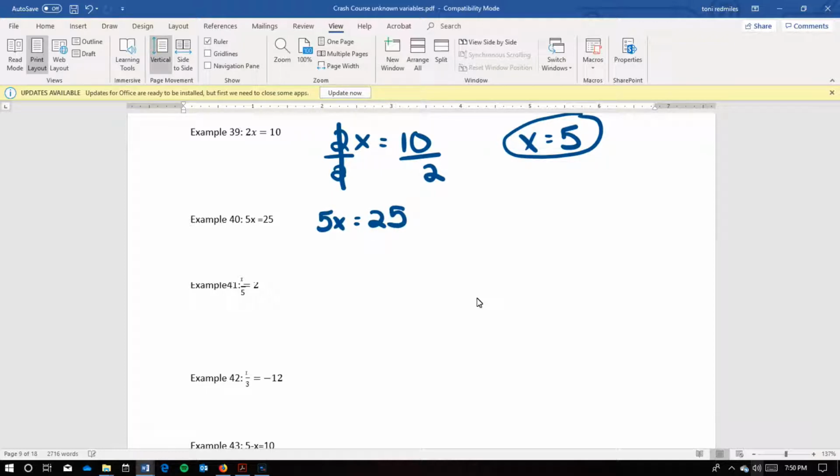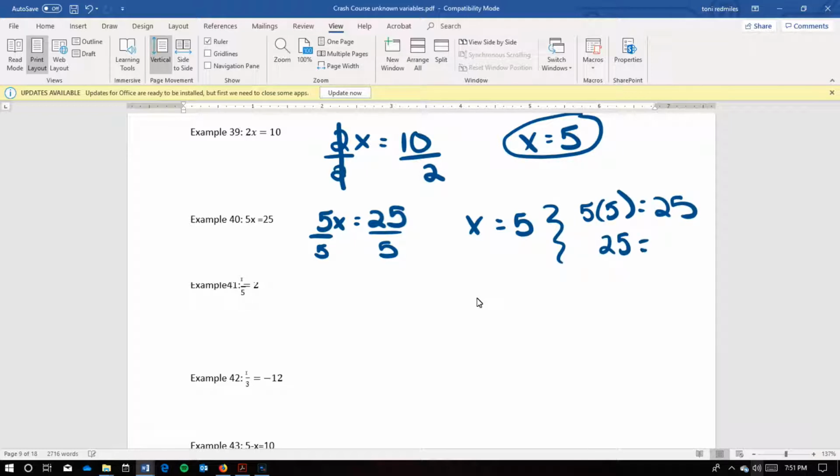All right, again, I have multiplication. So to get rid of that 5, I got to divide it on both sides, leaving me just with x, and 5 goes into 25 5 times. Now, I could check that by just substituting 5 into the equation. 5 times 5 is 25. I already found the answer was 25. It checks.